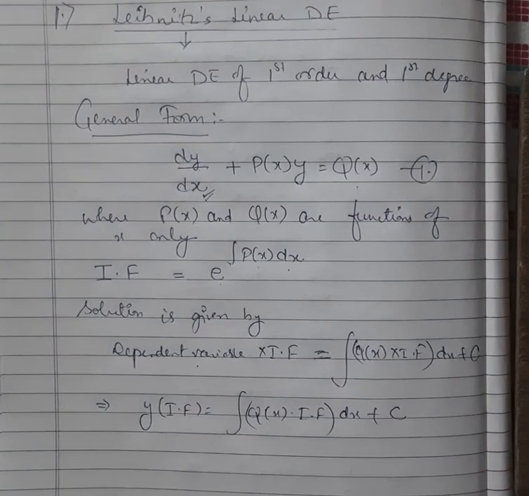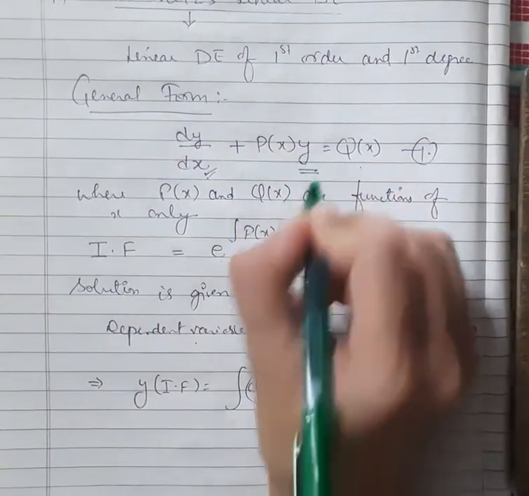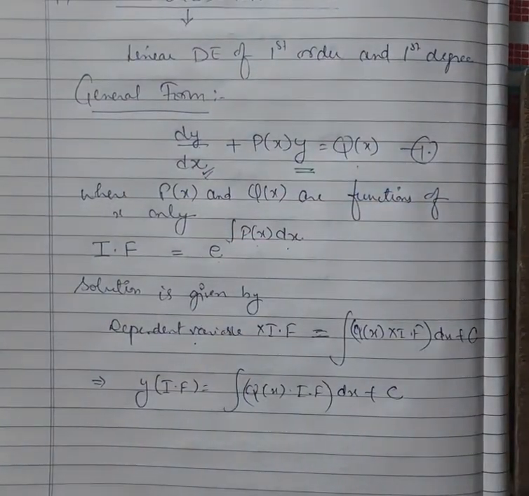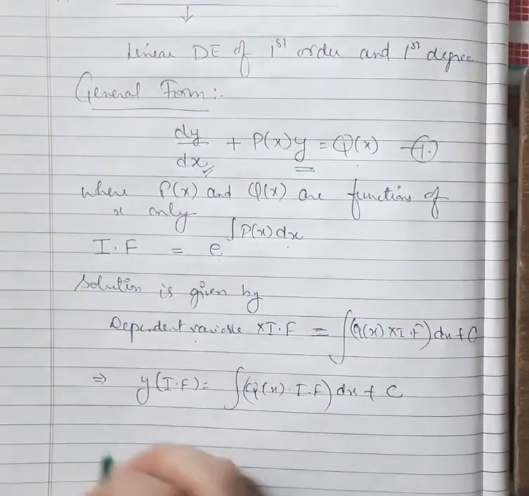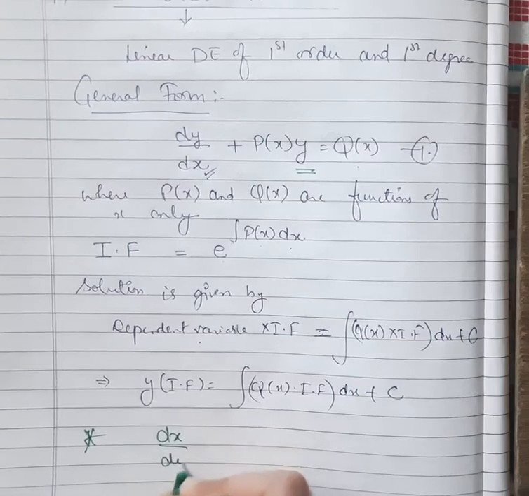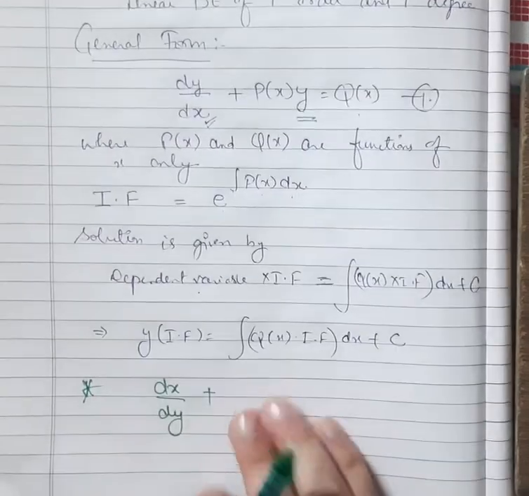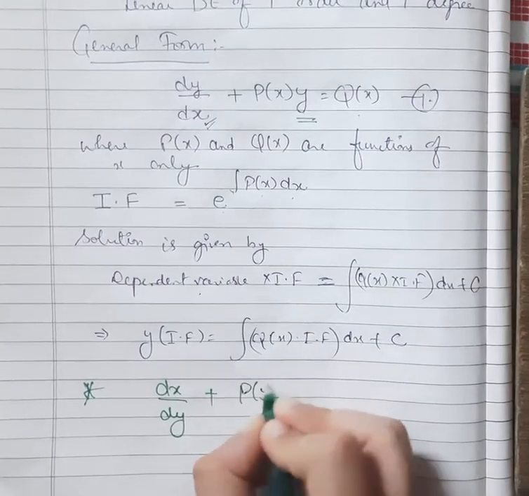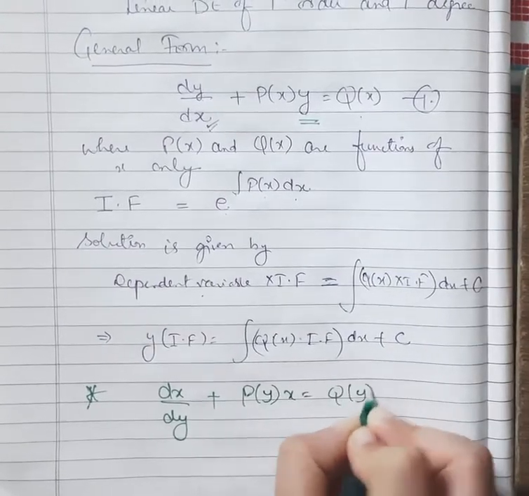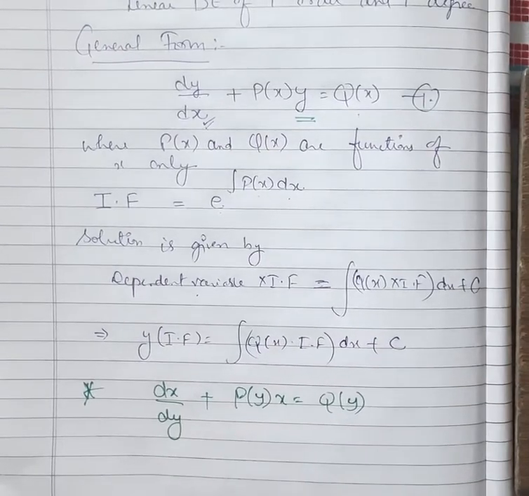Now see, sometimes what happens is, the given differential equation is actually not linear in y. Like if you see, this equation was linear in y. Now sometimes the equations are not linear in y. Actually their form looks like dx upon dy, that is now x is dependent and y is independent. Then the equation will take this form, dx upon dy plus p of y into x is equals to q of y.